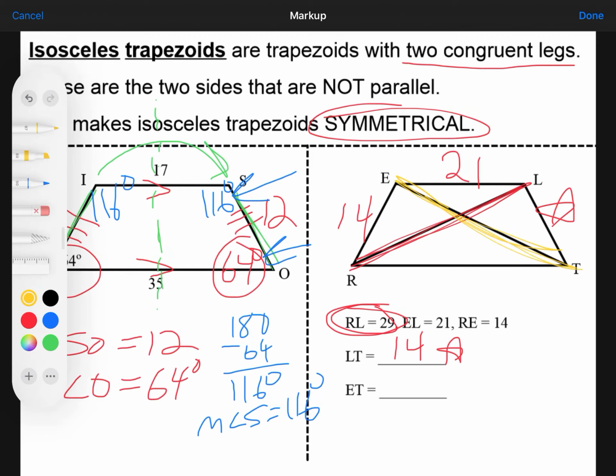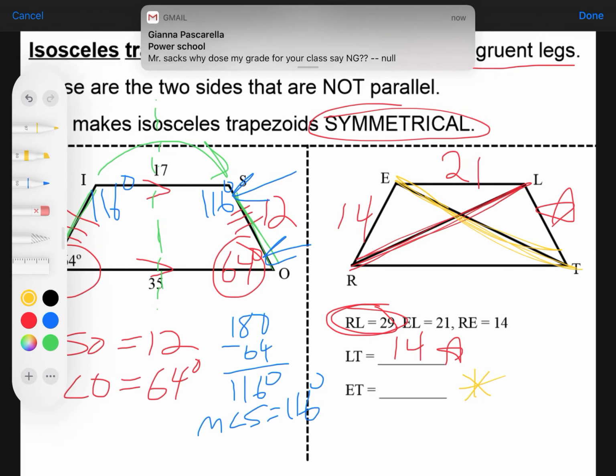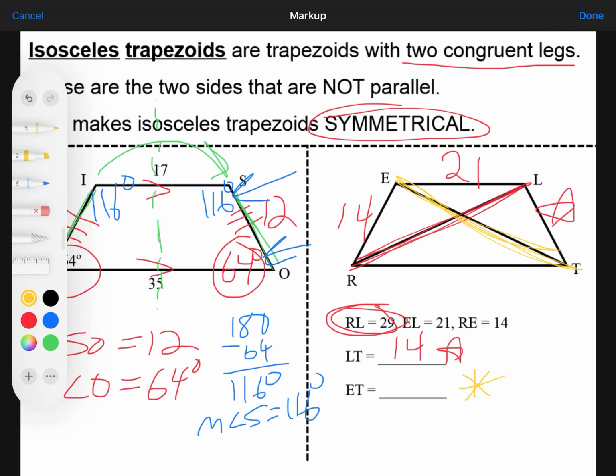ET, this segment right here, what is it equal to? If you fold it over, you see that it would match up and line up with the other diagonal. Therefore, it's 29. Both diagonals are 29. Again, no math to do, just realize the things that are symmetrical match up with each other and they're equal.